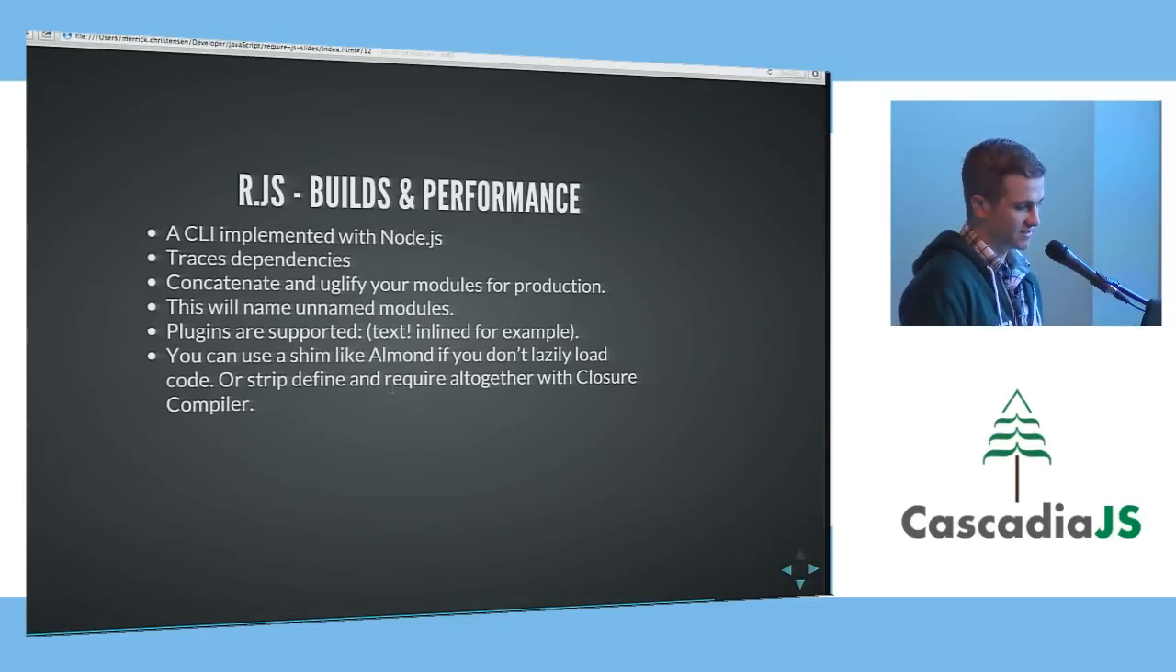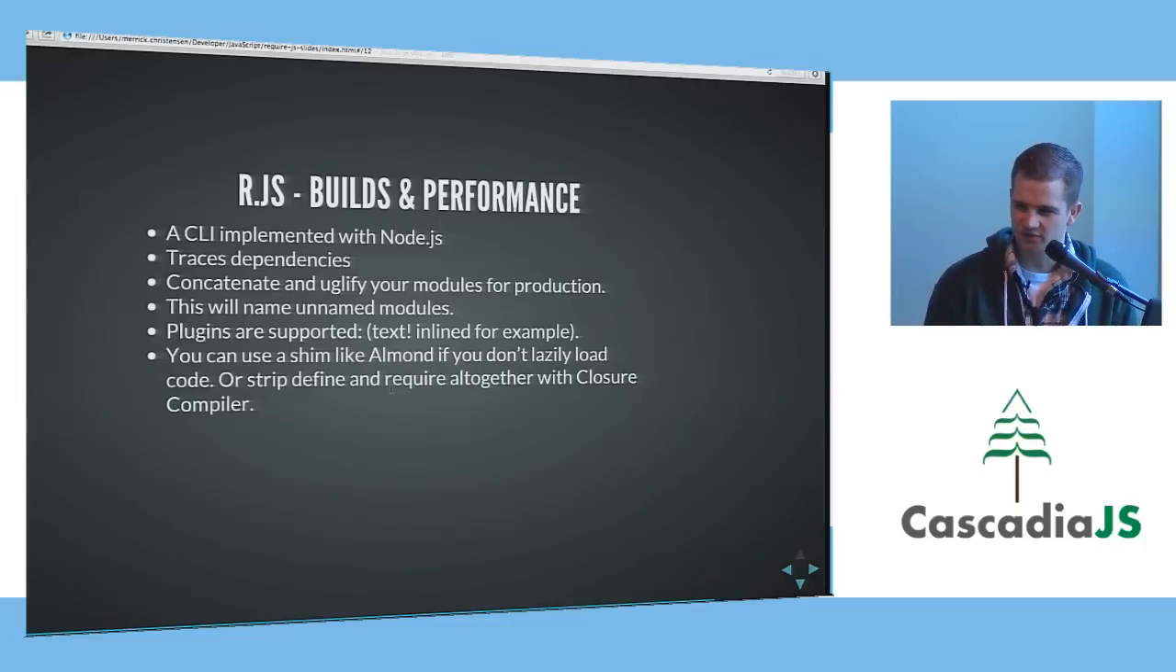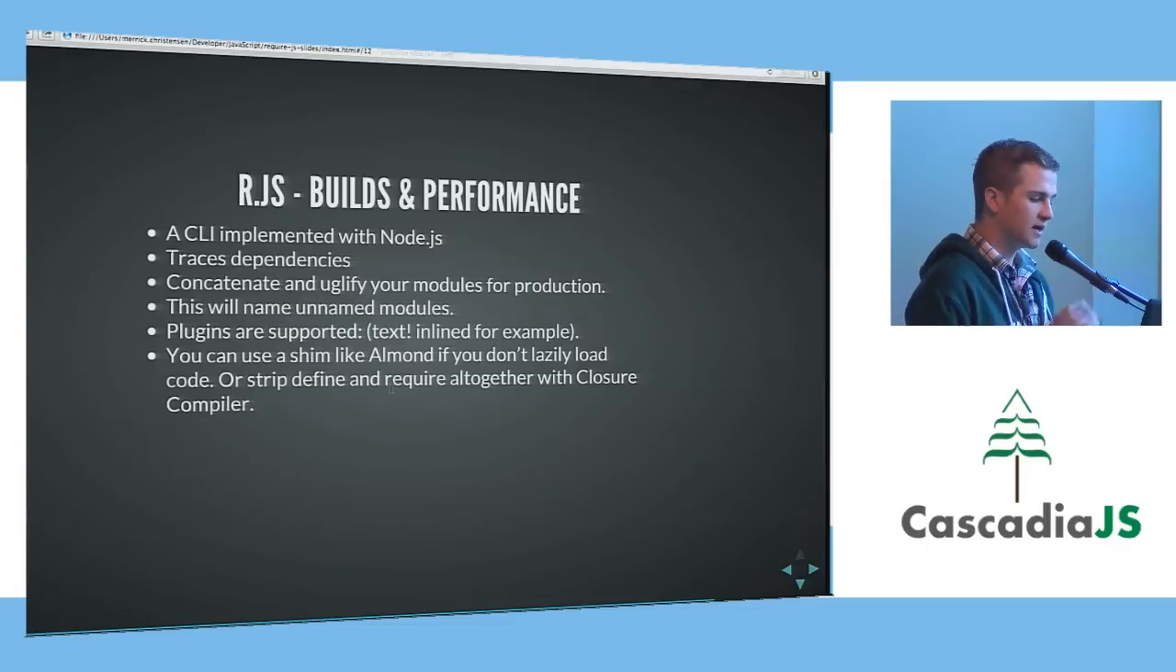Well, it's a node CLI. It traces all of your dependencies. It concatenates and uglifies through modules. And it will name the unnamed modules. Remember I said the name parameter is optional? You don't want to name them, because that's what the build tool will do for you. It'll name them based on how it finds them.